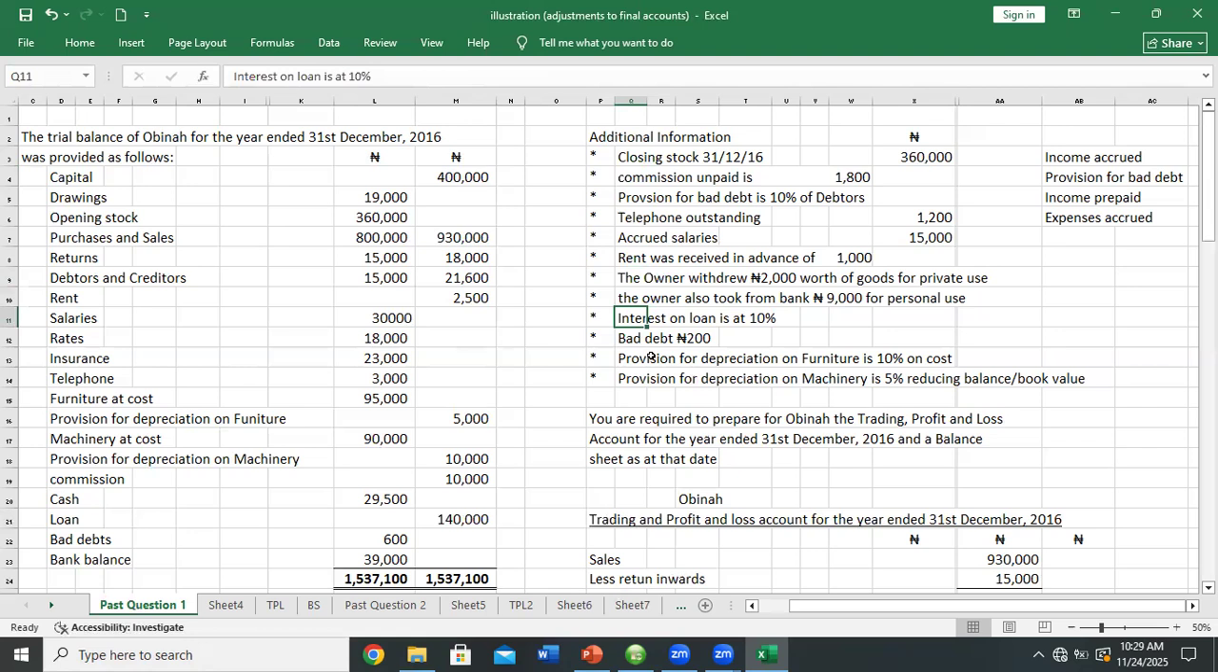But professors, you appreciate that all the things that we have just gone through are manifesting in this question, where we are given additional information about some expenses.